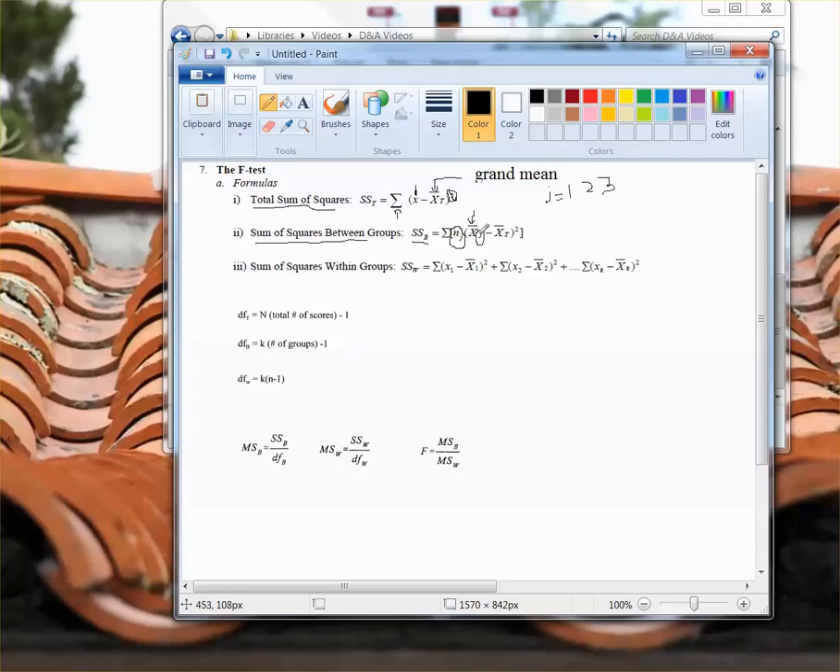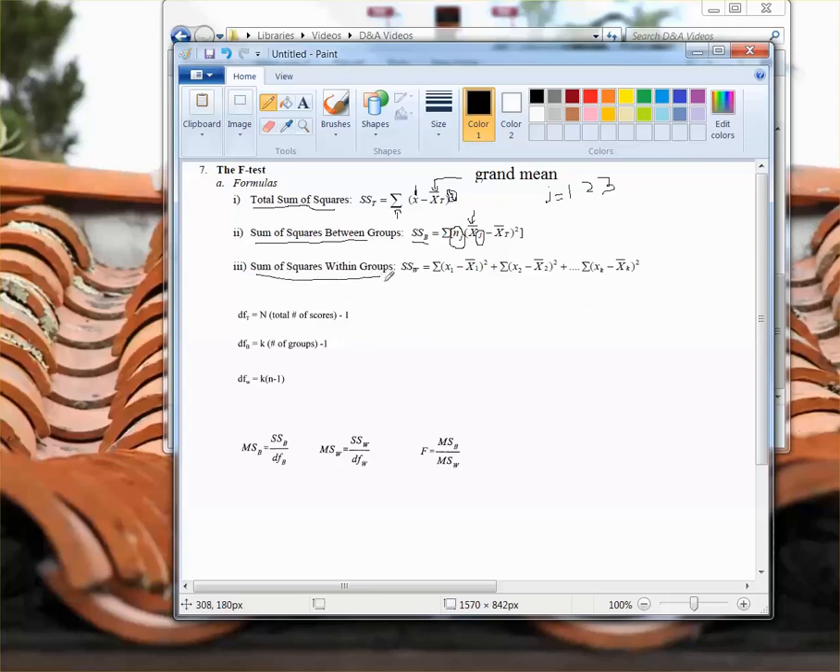So we're going to weight that product, I guess, or difference that's squared. And then we're going to sum them up. So if we had 3 groups, we're actually going to have 3 of these terms, 1 for each of the groups. That's our sum of squares between groups.